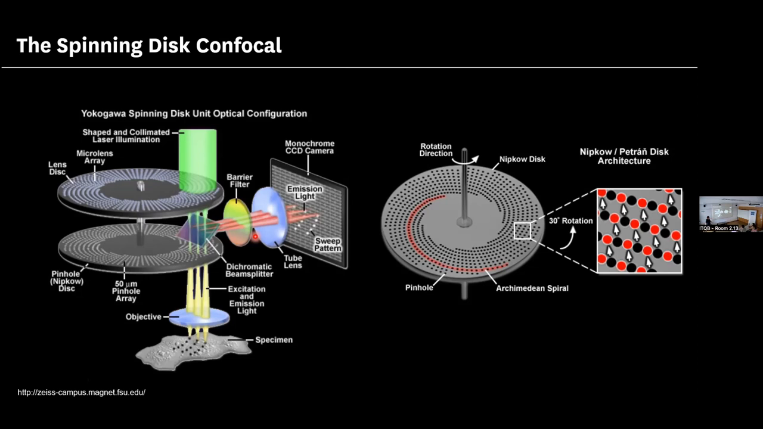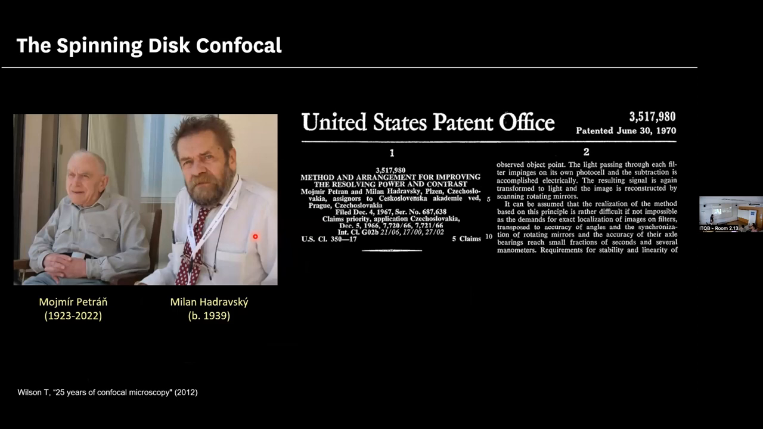The spinning disc was invented and patented by Petráň and Hadravský in the then Czechoslovakia, now Czech Republic. They submitted the patent in 67 for use of a Nipkow disc to achieve optical resolution. So this was not known for a while. At the time there was the Iron Curtain. People didn't have access to what was happening there.